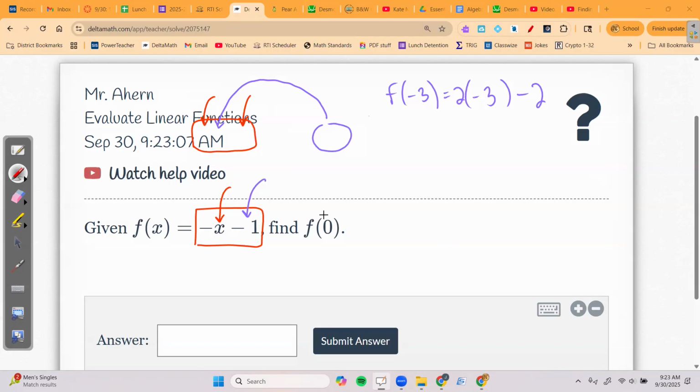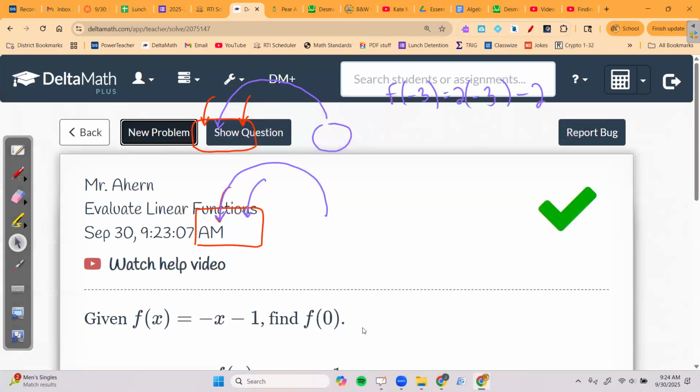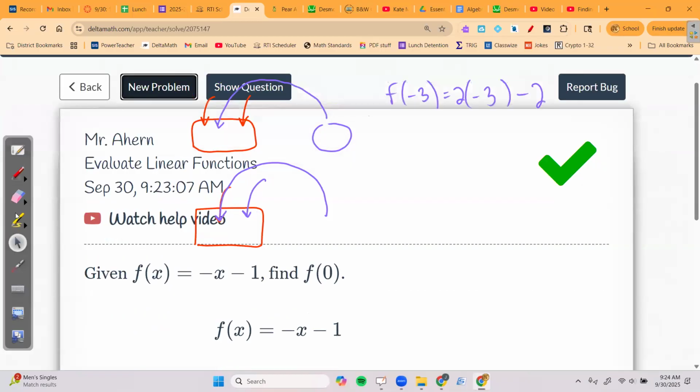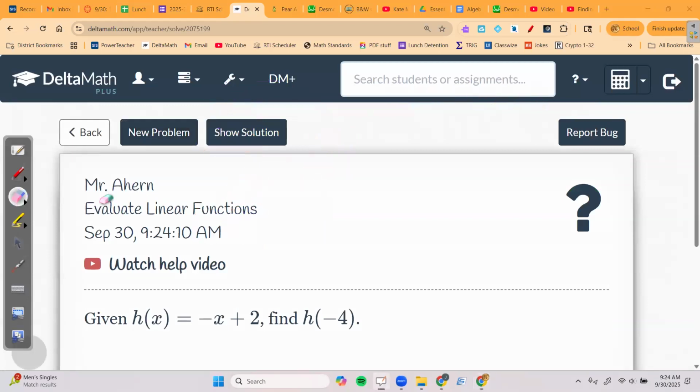So if I put 0 right there, what is the negative or opposite of 0? And what is 0 minus 1? -1. So I just go down here to the happy little box and I type in -1. And you know, on Delta Math, if you hit enter twice, you can submit. Yep. Save time. So now at the very end, then we subtract after we plug in our number.